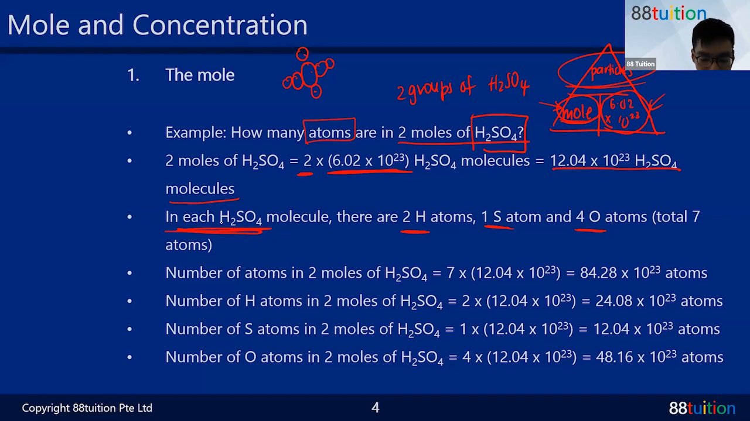So basically, if I take this molecule and dissect it, I will get seven different atoms. Every one molecule, I get seven atoms. Two become 14, three become 21. Basically, you need to times seven. So the number of atoms in 2 moles is 7 times the number of molecules that you calculated, which is 12.04 times 10 to the 23. Then punch everything into the calculator, and you will get this.